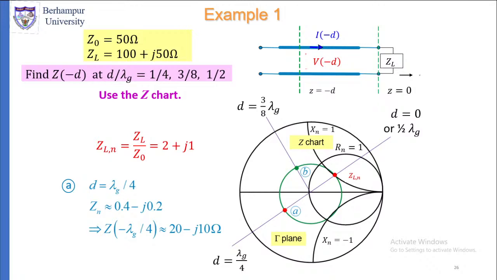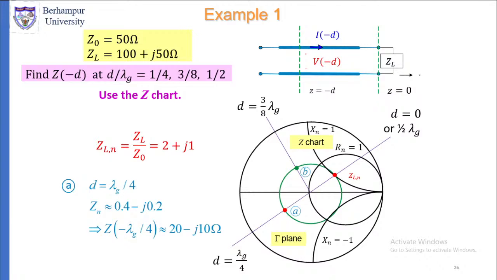So along that arc, everywhere, every point on that arc, Xn is equal to 1. So move on that arc from the periphery towards the Rn is equal to 2 circle. Wherever that arc meets the Rn is equal to 2 circle, or wherever that arc crosses the Rn is equal to 2 circle, locate that point and mark that point.